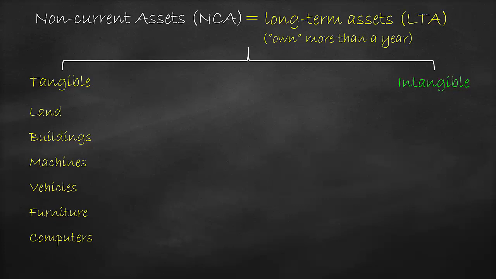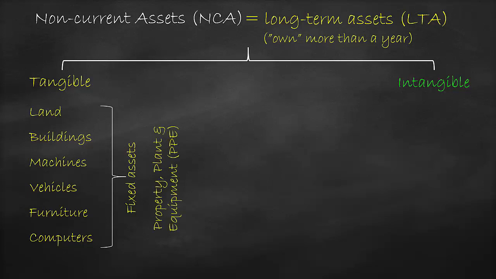For ease of use, we can call tangible assets fixed assets, which is the British terminology. Fixed assets can also be called property, plant, and equipment, or PPE, which is the American terminology.